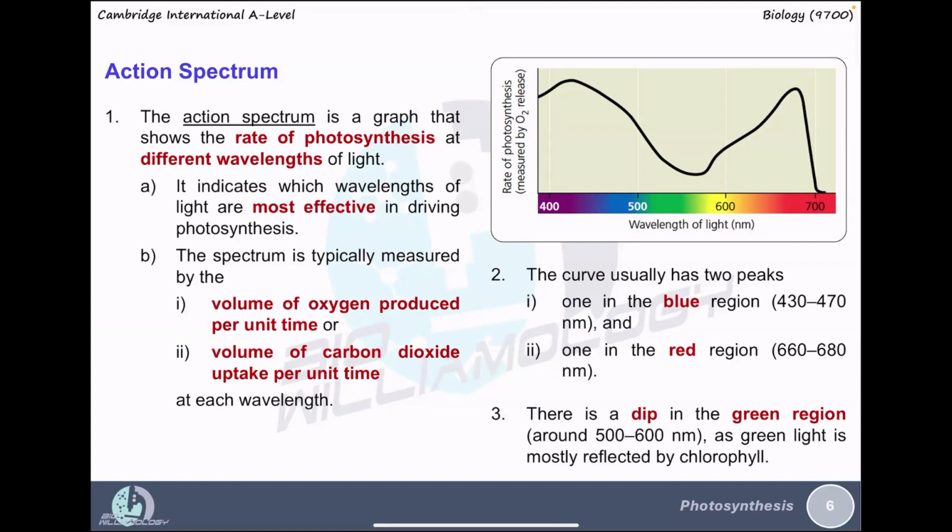And there is a dip in the green region, around 500 to 600 nanometer, because we know that green light is mostly reflected by chlorophyll, which is the main pigment in the leaf.